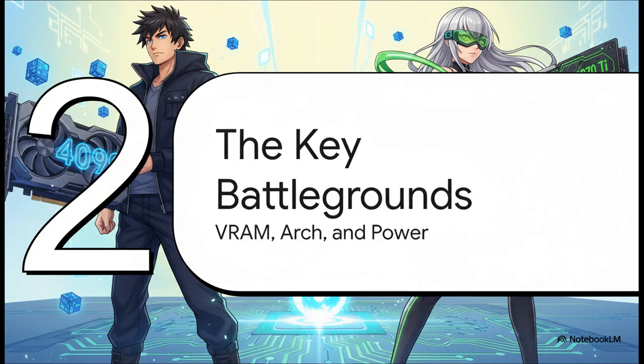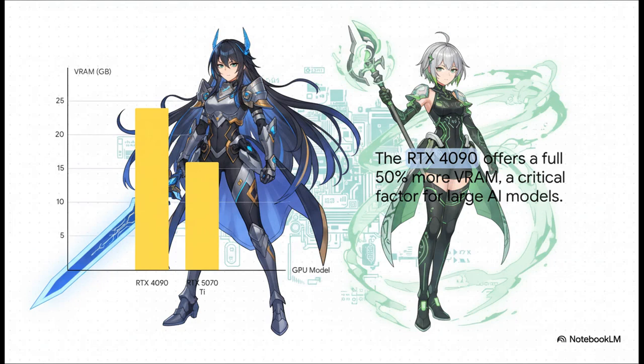We're going to see how they really stack up in the three areas that matter the most for any local AI workload: VRAM, the tech under the hood, and of course, how much power the whole system is going to draw. And boom, right off the bat, this chart tells you pretty much the biggest story: VRAM. The RTX 4090 has a full 50% more memory than the 5070 Ti. And let me tell you, for a lot of AI tasks, especially when you're wrestling with large language models, that extra headroom is a game changer.